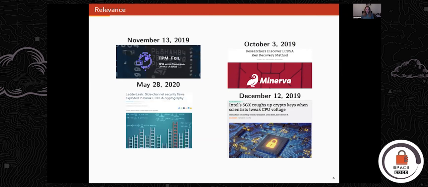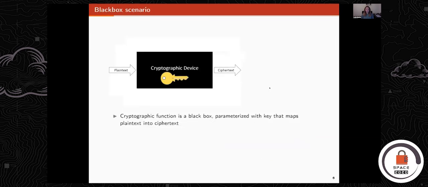So this is the fourth one, from this year. And actually Yuval is on Zoom, so he can tell you more about that, because he's one of the co-authors of this LadderLeak paper, about side channel flaws in implementations of elliptic curve signatures, in particular when you use the Montgomery ladder. So that's why the term ladder leak. All four are attacks on crypto implemented in the real world, and I guess the recent dates also suggest that the problem is far from being solved.